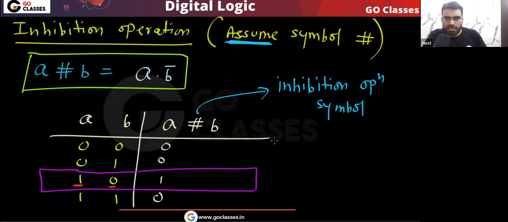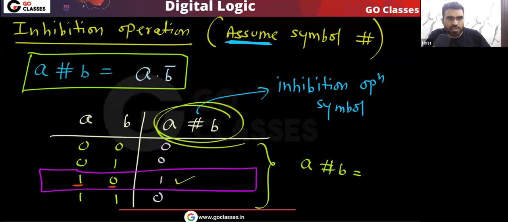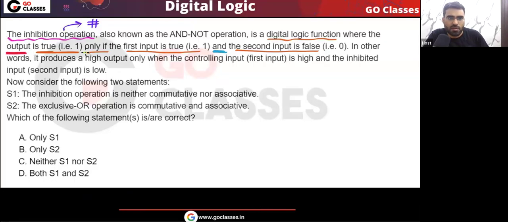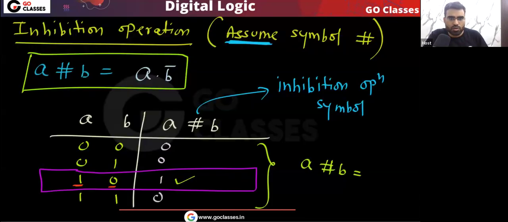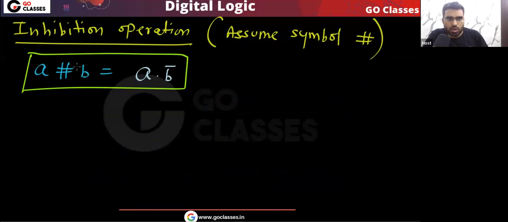Now, tell me what A hash B will be with the help of our simple operators AND, OR, NOT. That is very simple. Only in this situation is the inhibition operation 1. So finally, I can say this is the same as A AND B bar. Is this clear? Remember, A hash B will be 1 when A is 1 and B is 0, and A is 1 and B is 0 means A and B bar. This is our inhibition operation.